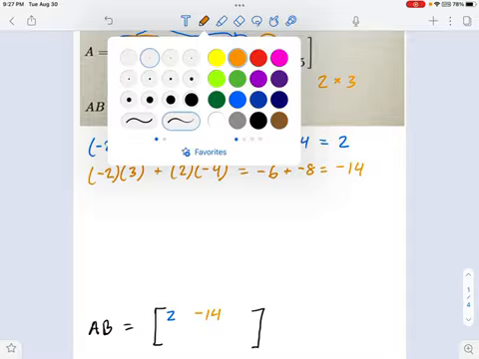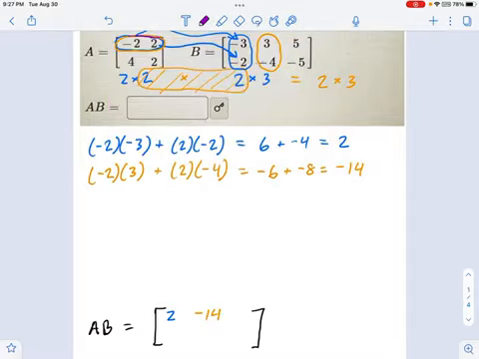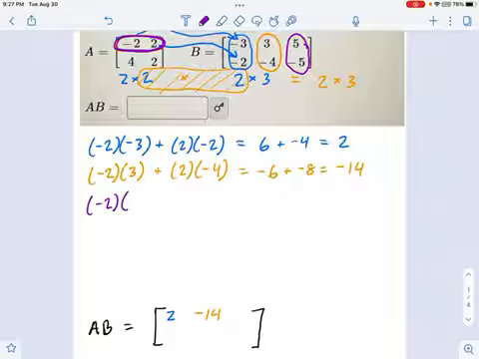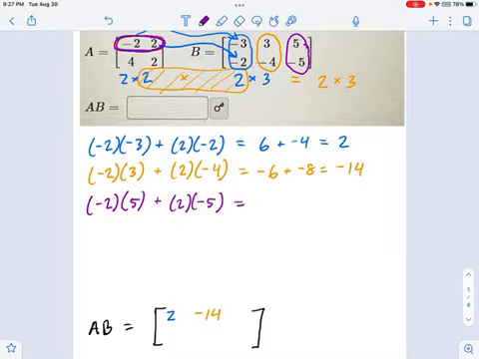And hopefully you can see the pattern that's happening here. I'm going to try this top row one more time, this time in purple, and multiply it against the rightmost column. So this will become -2 times 5 plus 2 times -5. That's going to equal -10 plus -10. So that's -20. Okay, there we go.